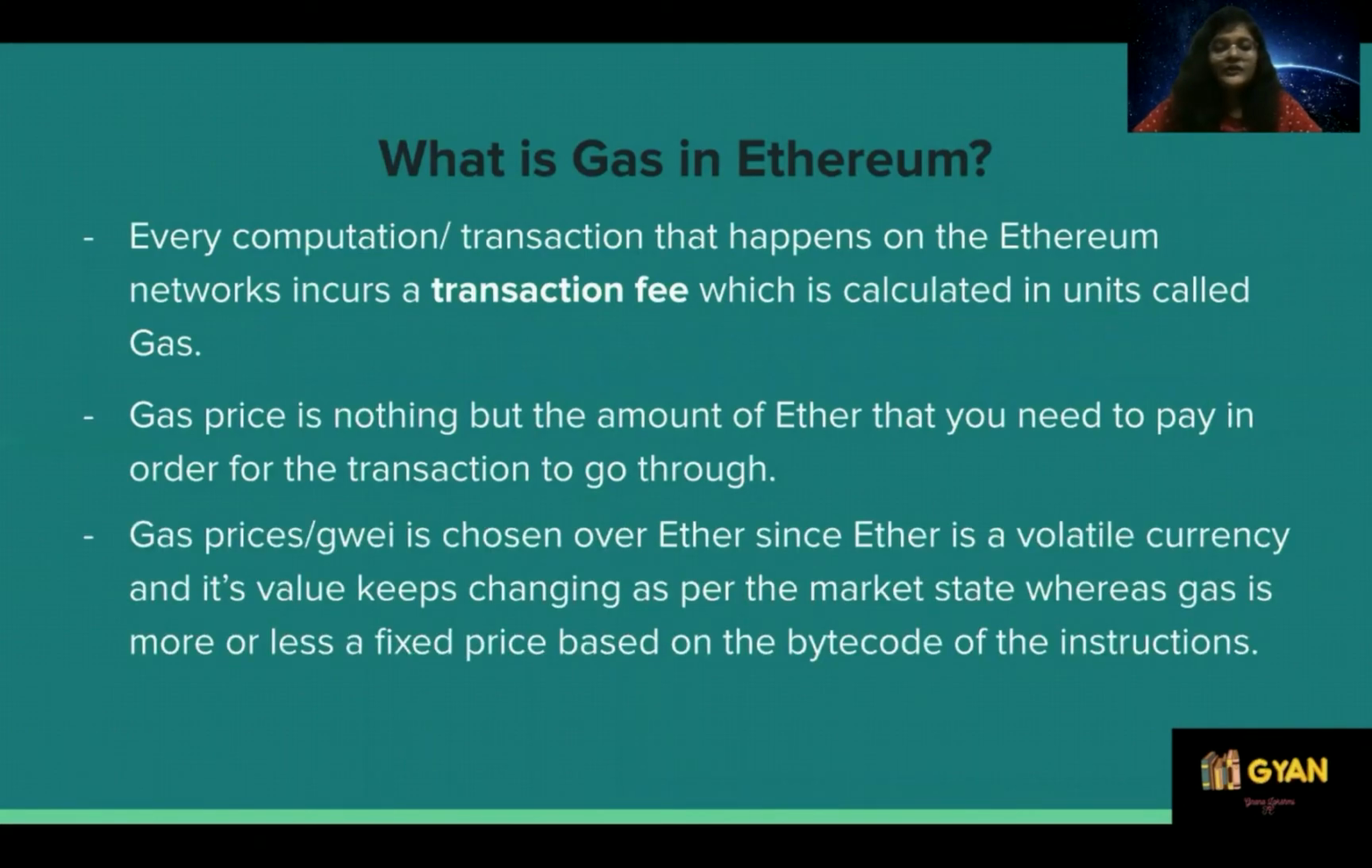So why do we use gas, right? And why not directly pay through Ether? Because Ether, as we all know, is such a volatile cryptocurrency. In fact, all of these cryptocurrencies that are trading heavily are very volatile in nature, and the value of Ether keeps changing as per the market state. Whereas the gas price that is calculated for a particular contract is fixed based on the bytecode or the instructions that make up that contract.